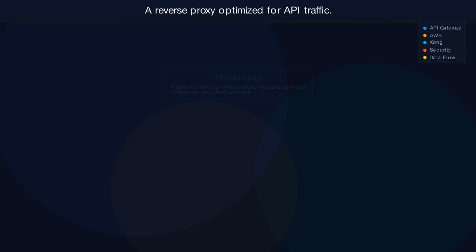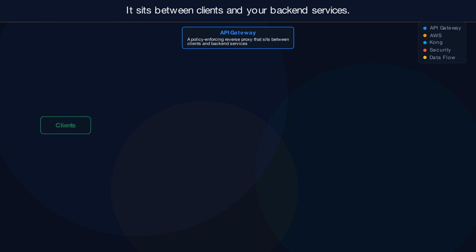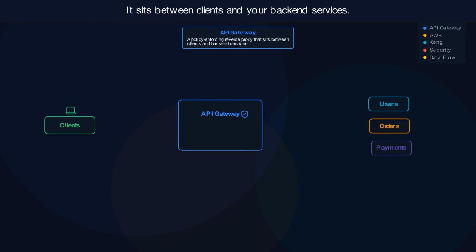An API gateway is a policy-enforcing reverse proxy that sits between clients and backend services. Think of it as a bouncer, a translator, and a traffic cop, all in one. Clients on the left, your backend services on the right, and in the middle, the gateway. Every single request must pass through it.